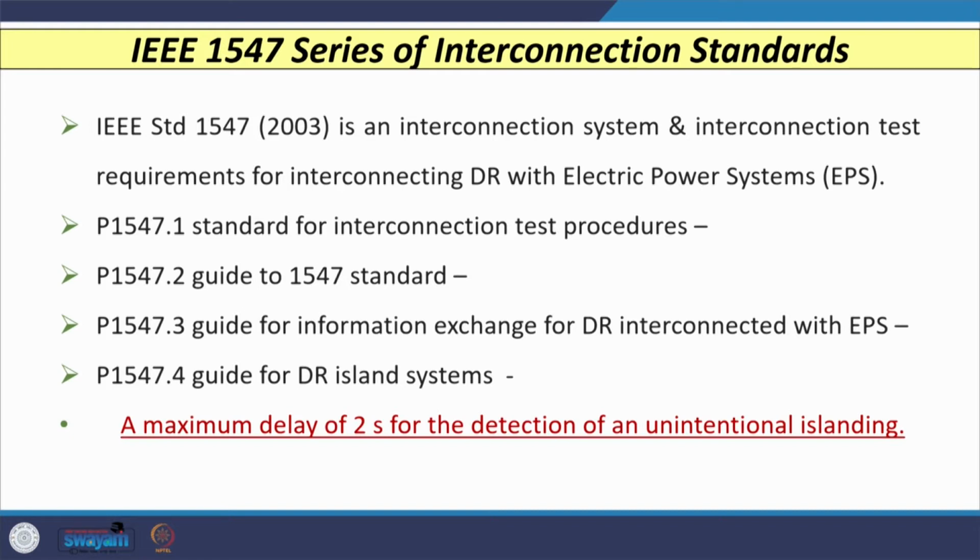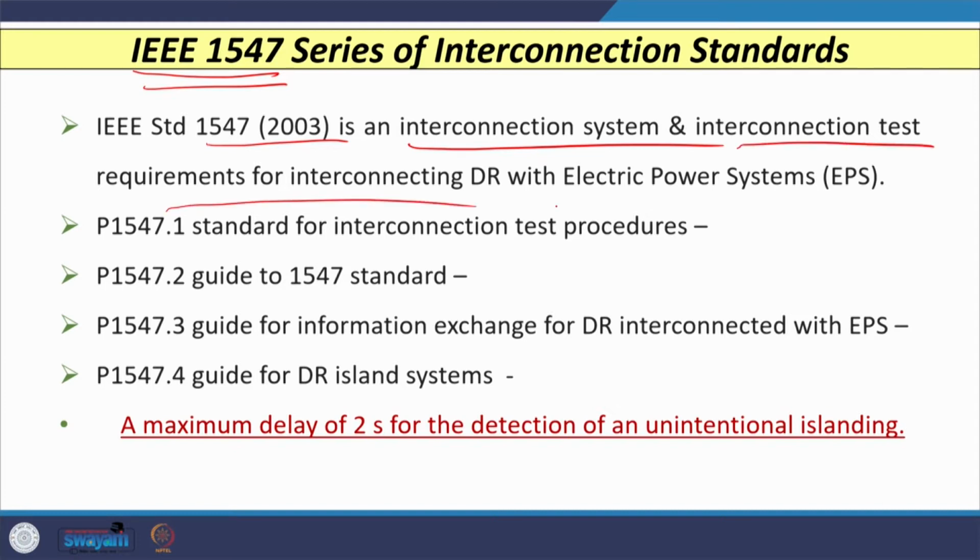Now, before we go into the details of DG and DER: when we connect DG or DER into the grid or network, we need to follow certain standards. The important standard is the IEEE 1547 series of interconnection standards. This standard was implemented in 2003, and later on it was amended several times. It is meant for interconnection systems and interconnection test requirements, particularly when we interconnect distributed generators or distributed energy resources with our conventional power system network.